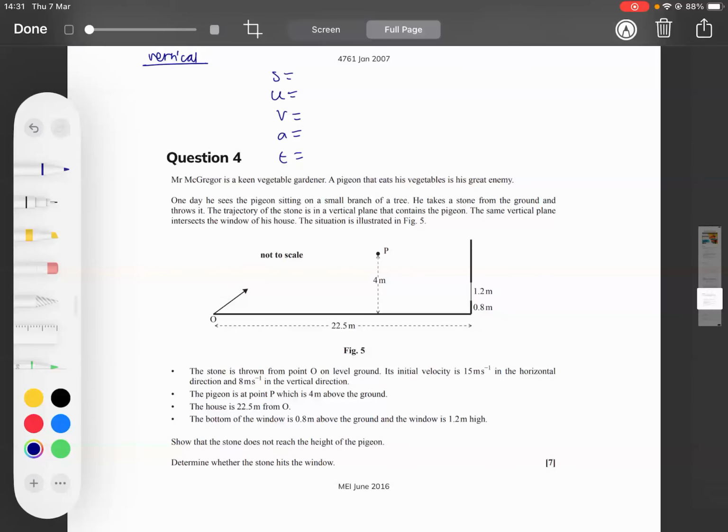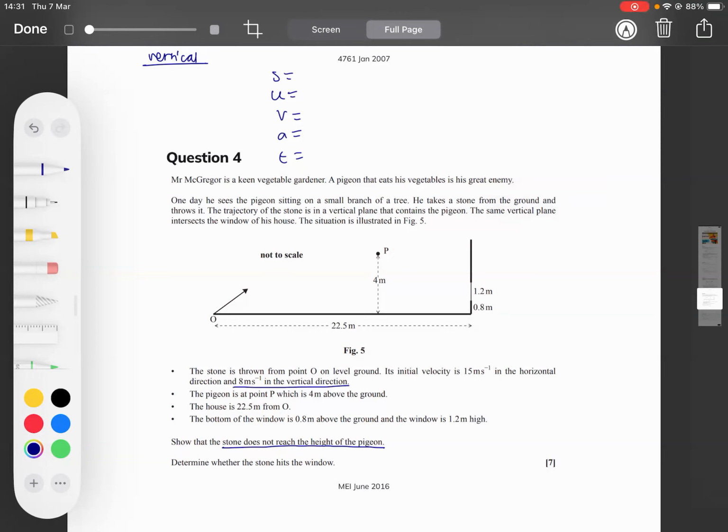Quite cool. So the question says, show that the stone does not reach the height of the pigeon. We know the height of the pigeon is 4. The best way to do it is to work out the actual maximum height, because it's implying that it's less than 4. So we're going to do a vertical SUVAT where we need to work out S, basically, the maximum. U is given as 8.